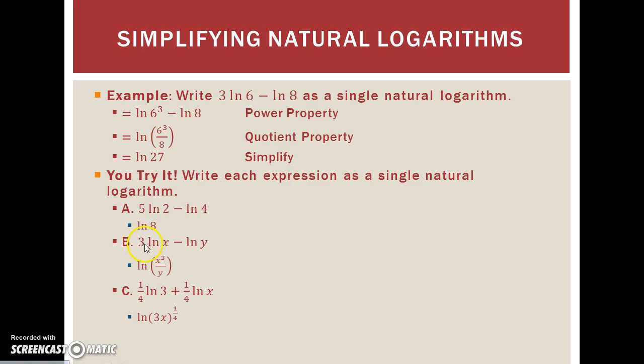Same thing with B. This 3 would move up here to become an exponent of x, x to the 3rd. Quotient rule would bring it down here, leaving us with ln x to the 3rd over y. Last but not least, we would do that with both logs. That 1/4 would come back up here, and that 1/4 would come back up here. We'd add the 3 and the x together using the product property to become 3x. That 3x goes in parentheses, and the 1/4 goes outside to show that 1/4 belongs both to the x and to the 3.